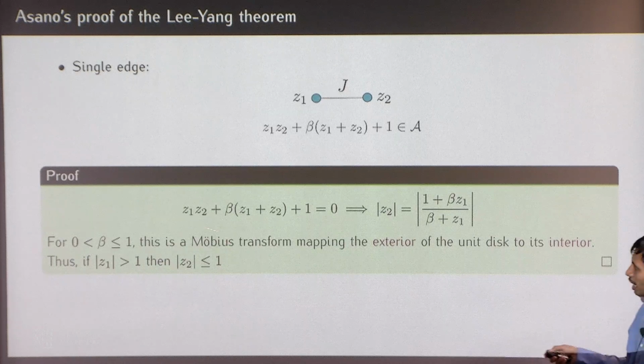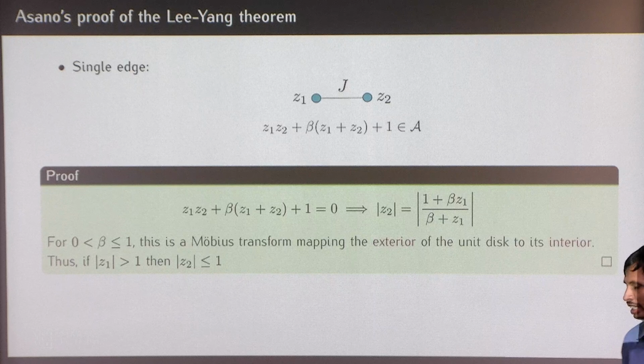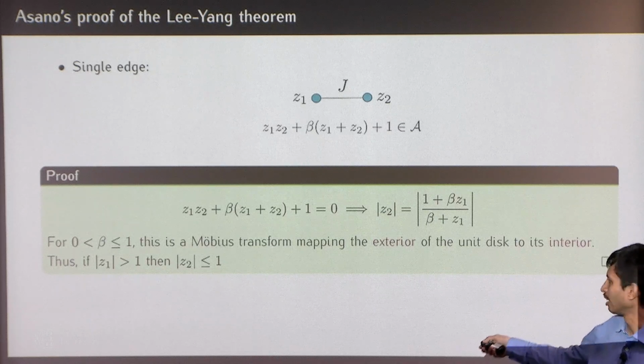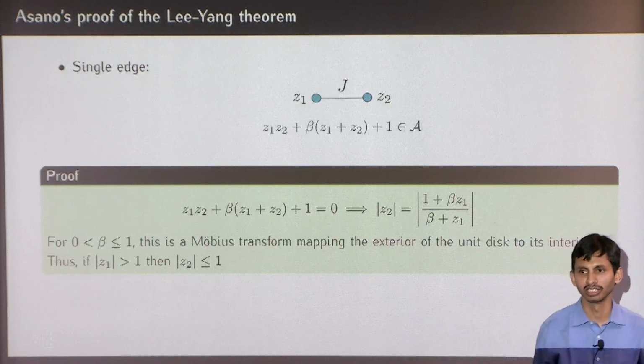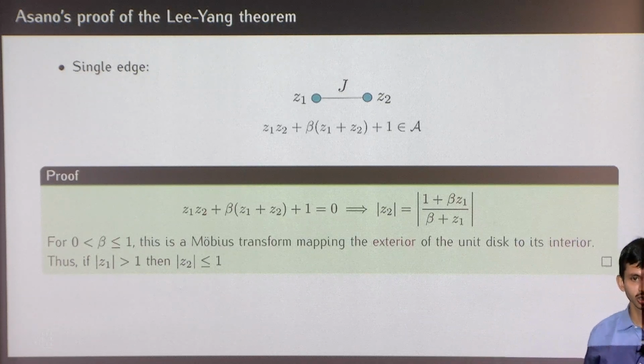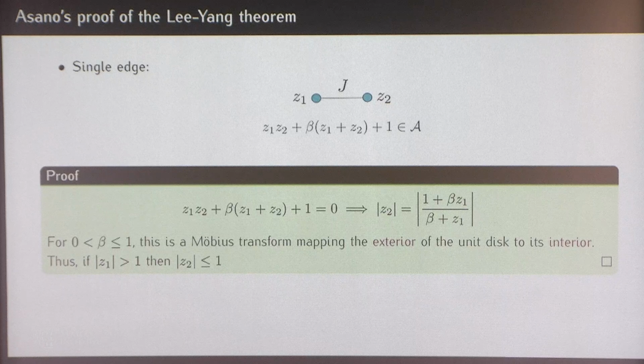So that's the theorem, and this also tells you why the theorem fails for the anti-ferromagnetic Ising model. Then beta would be bigger than 1, and now this transform takes the exterior to the exterior and the interior to the interior. So you don't get this. So the edge is already a counterexample, and you cannot even start the proof.